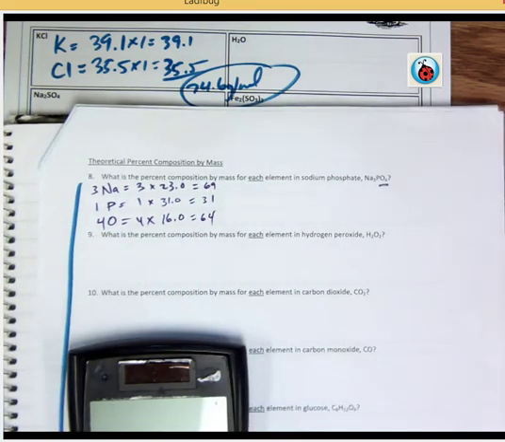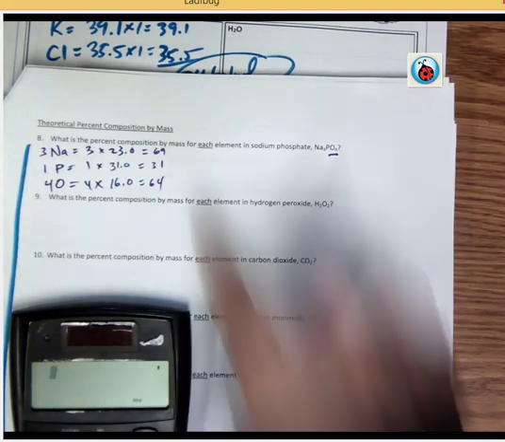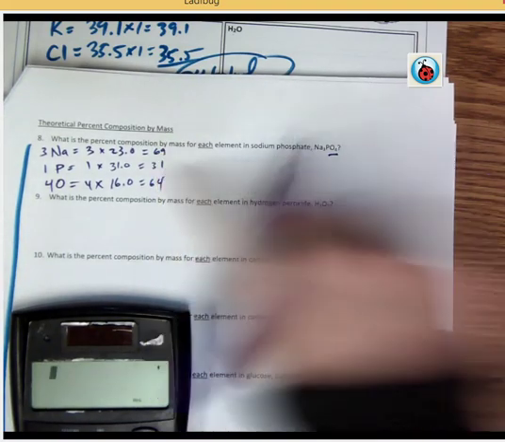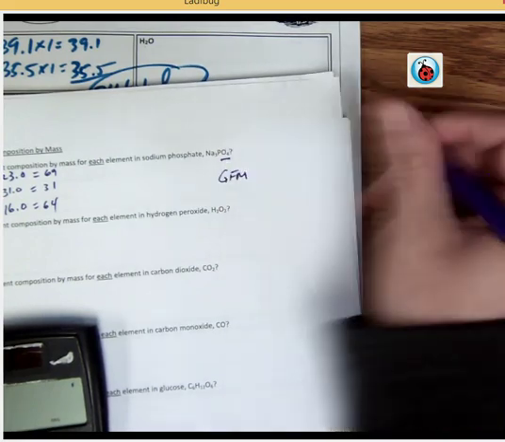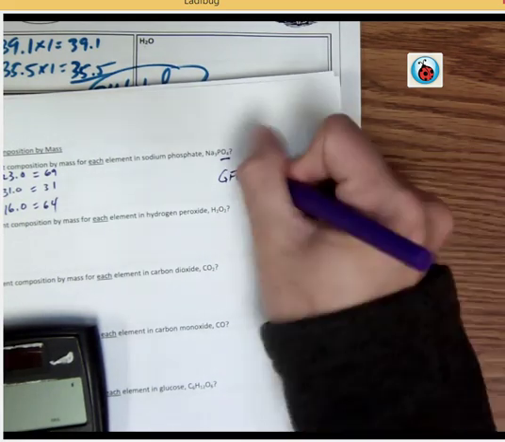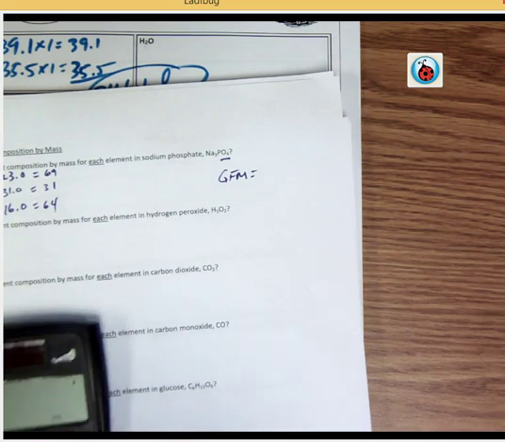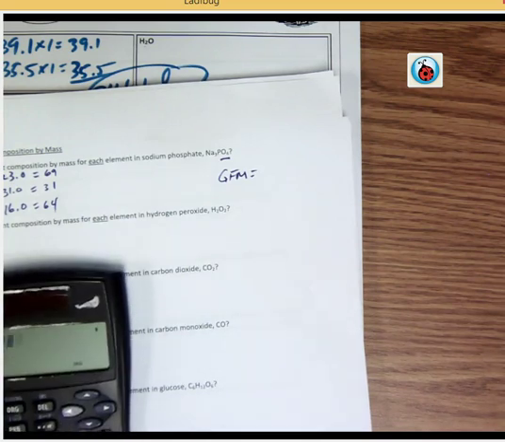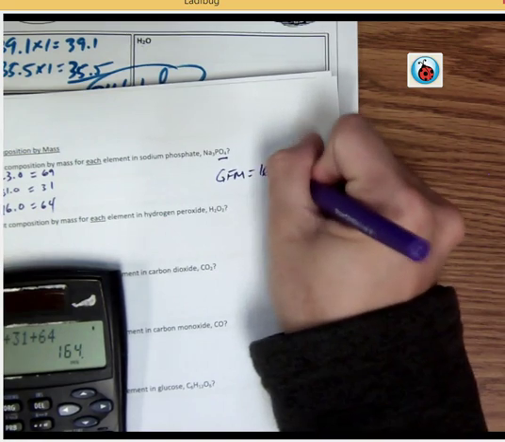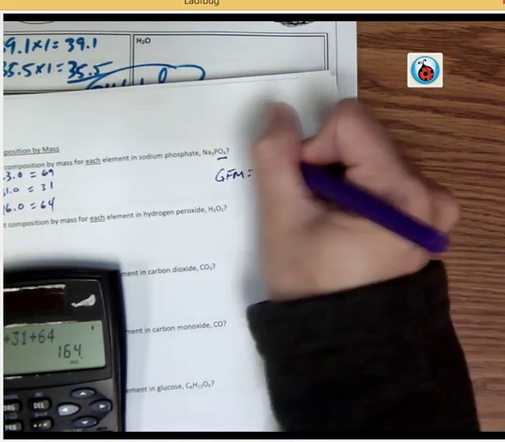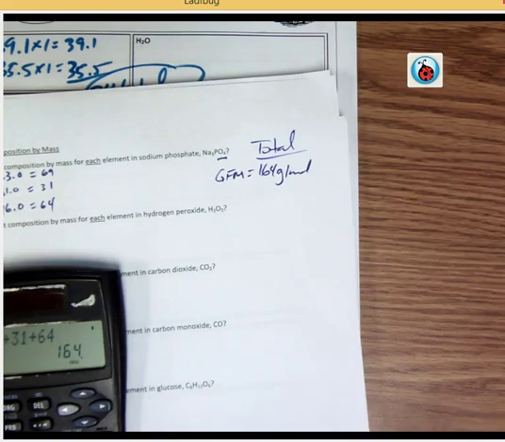Alright? So the next step is we have the 3 parts, and we need to find the total, which is the gram formula mass, or the molar mass, the mass of 1 mole. So we add that all together, 69 plus 31 plus 64. And then you get 164 grams per mole. Okay, this is your total. That's your total.